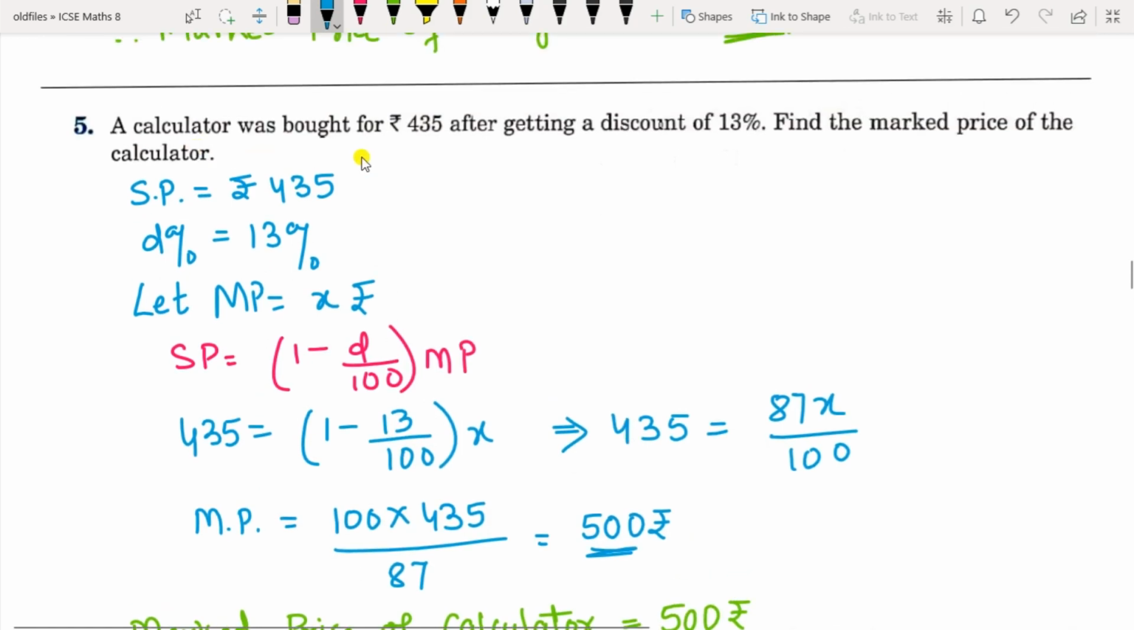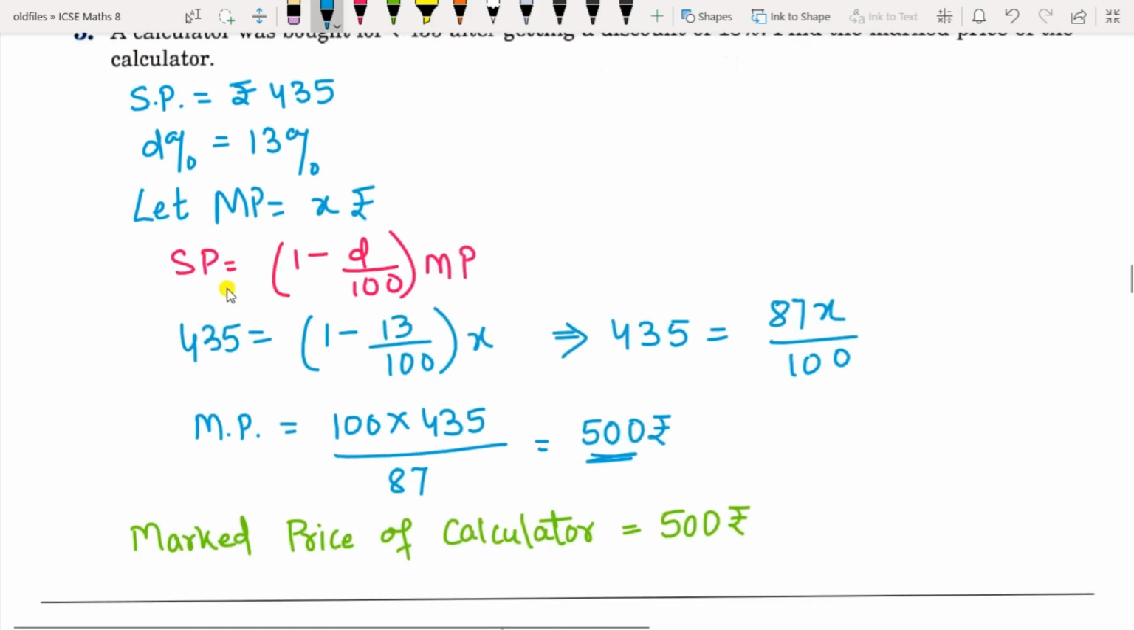Next one: a calculator was bought for 435 after getting a discount of 13%. Find the mark price of the calculator. So selling price, same as above. The selling price has been given as 435. D% is 13. Let MP be X here. Write the formula for D% and selling price. SP equal to 1 minus D upon 100 into MP. Substitute the values of SP, D and MP as X. Solve it, you get the MP as 500 rupees. So mark price of the calculator is 500 rupees.